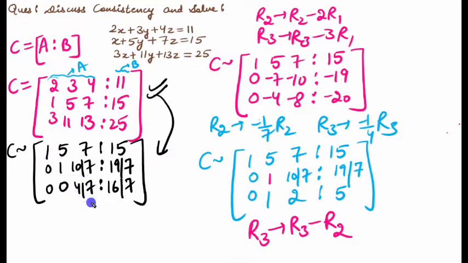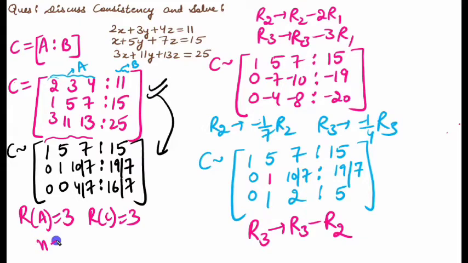Now by using the rank concept, matrix A has rank 3 and matrix C will also have rank 3. Why? Because in matrix A, the number of non-zero rows is 3, so rank of A is 3. Similarly in matrix C, there are 3 rows which are non-zero, hence the rank of C is 3. But here, what are the unknowns? In this case the unknowns are 3.